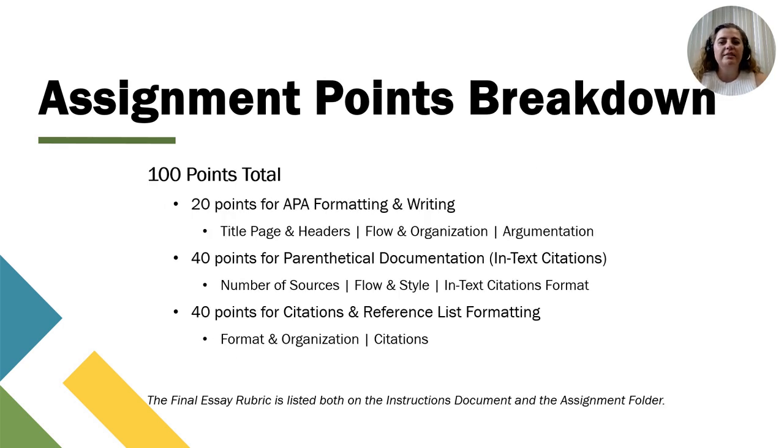For the points breakdown, it's 100 points in total. 20 points are looking at our APA formatting and writing. So this is your title page and headers, the flow and organization, as well as your argumentation. 40 points are for your parenthetical documentation, which is your in-text citations. These are looking at the number of sources, the flow and style of those in-text citations, as well as the in-text citation formatting. And then 40 points also comes from our citations and reference list formatting. This is the format and organization, as well as our citations in general. The final essay's rubric is listed both on the instructions document and within the assignment folder.